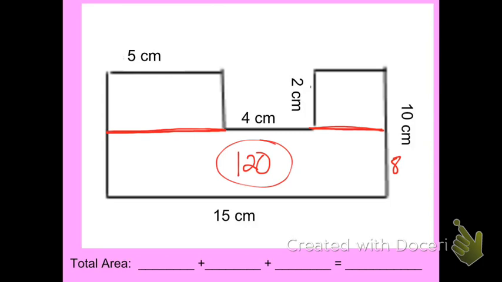Now let's talk about this rectangle right here. We know its base is 5. What about its height? What is the height, Faustin? 2, right. Same as this one, so this one is 2. So 5 times 2 is 10. All right, now, this one, we have its height, it's 2, but we don't have its base.